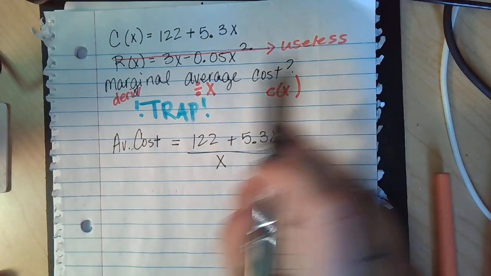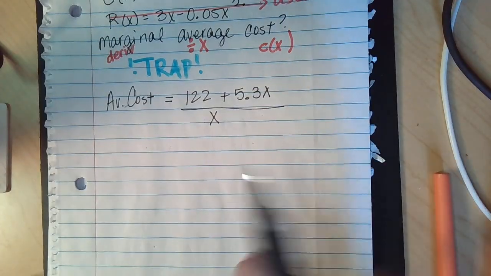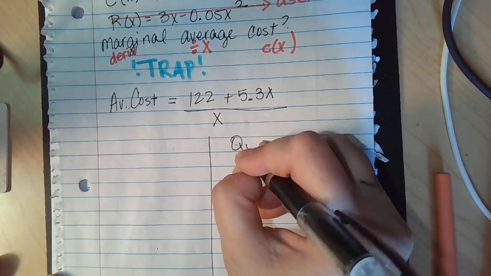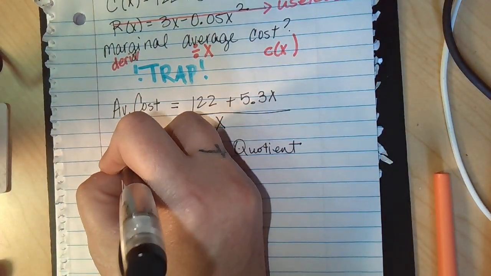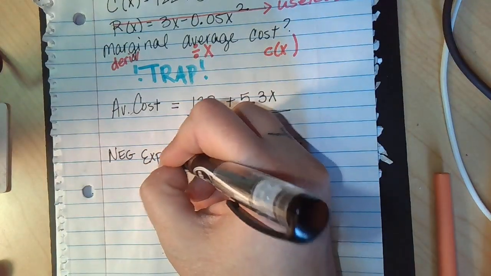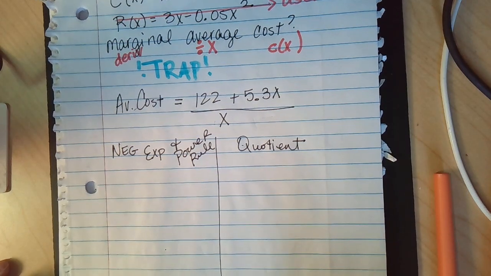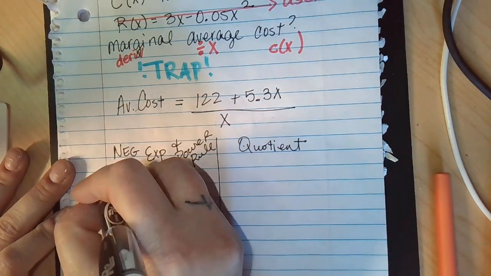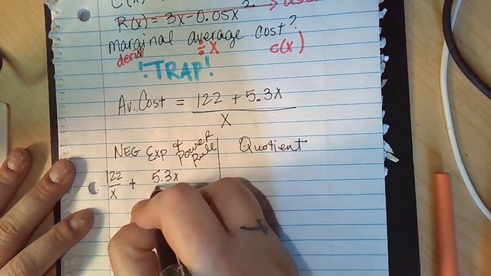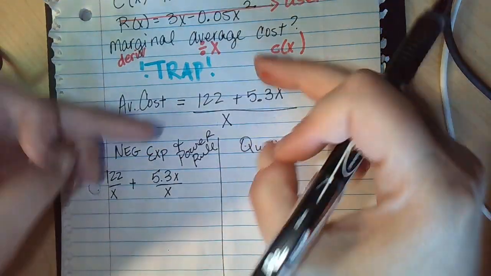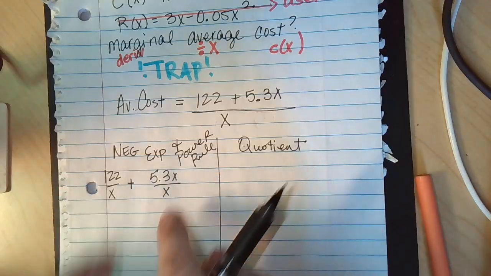Now we're going to take the derivative, and there's a couple of different ways we could do this. We could use the quotient rule, or we could use negative exponents and the power rule. Let's try the negative exponents first. This is the same thing as saying 122 over x plus 5.3x over x. See how I separated it? Both of these tops are on top of this x. So I just rewrote both separated on top of an x.